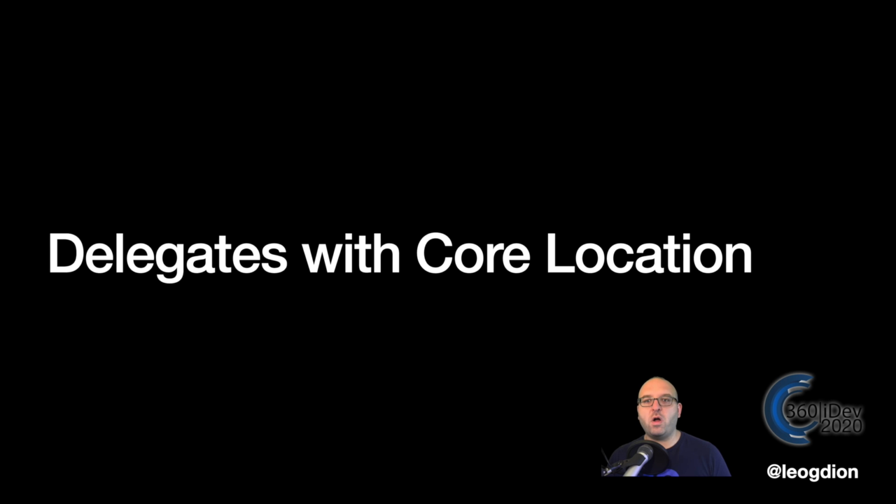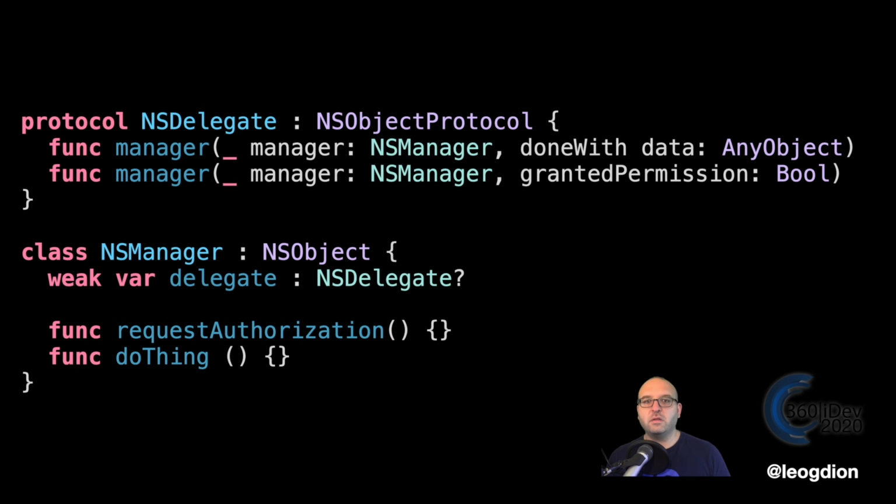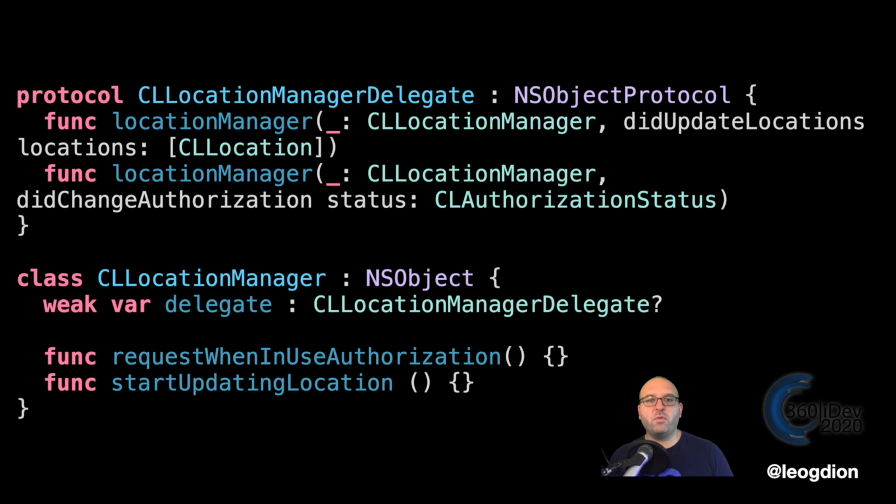Delegates with Core Location follow a similar pattern we've seen in a lot of older Apple APIs. Something like this. We see a delegate, which has to be an NSObject. It has some sort of method to deal with permission changes and some sort of method to deal with data as it's received. The manager then has a delegate property, and that delegate property is weak and can be optional. It has some way to request authorization, so that the user is prompted, and something to start those updates or call an update.